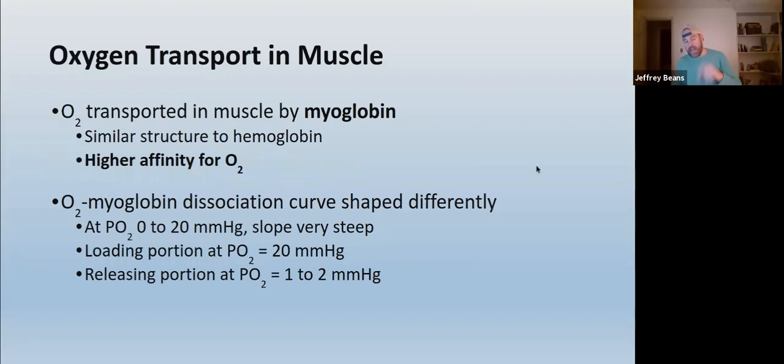So like the bloodstream, we have this thing called myoglobin, which is inside the cell, which takes up the O2, and its structure is similar to hemoglobin, and it has an even higher affinity for O2 than hemoglobin. But the O2 myoglobin dissociation curve is shaped very differently. It's much steeper slope. The loading portion of the PO2 is going to be about 20 millimeters of mercury, and the releasing portion is going to be at about 1 to 2 millimeters of mercury. So let's just take a look at it.